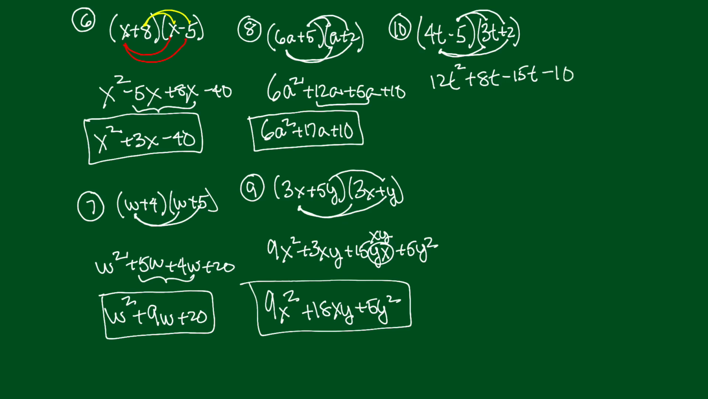Negative 10. And then I can combine these two middle terms. So we'll get 12t squared. Now 8t's minus 15. You start with 8, you lose 15, you're down 7 t's. 8 minus 15 is negative 7. Minus 10.